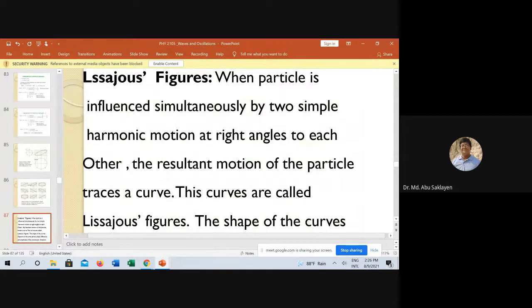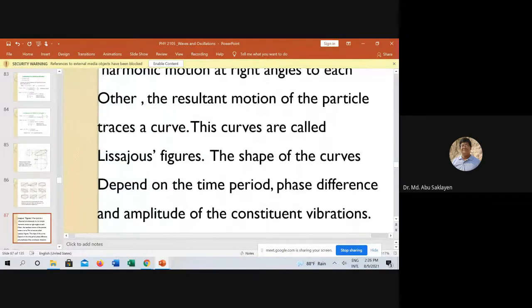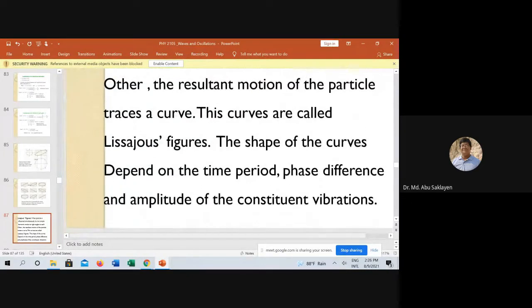When particles are under the influence of two simple harmonic motions simultaneously, that means two harmonic waves at right angle to each other, the resultant motion of the particle is a curve. This curve is called Lissajous figure. The shape of the curve depends on the time period, that means frequency, phase difference, and amplitude of the wave.